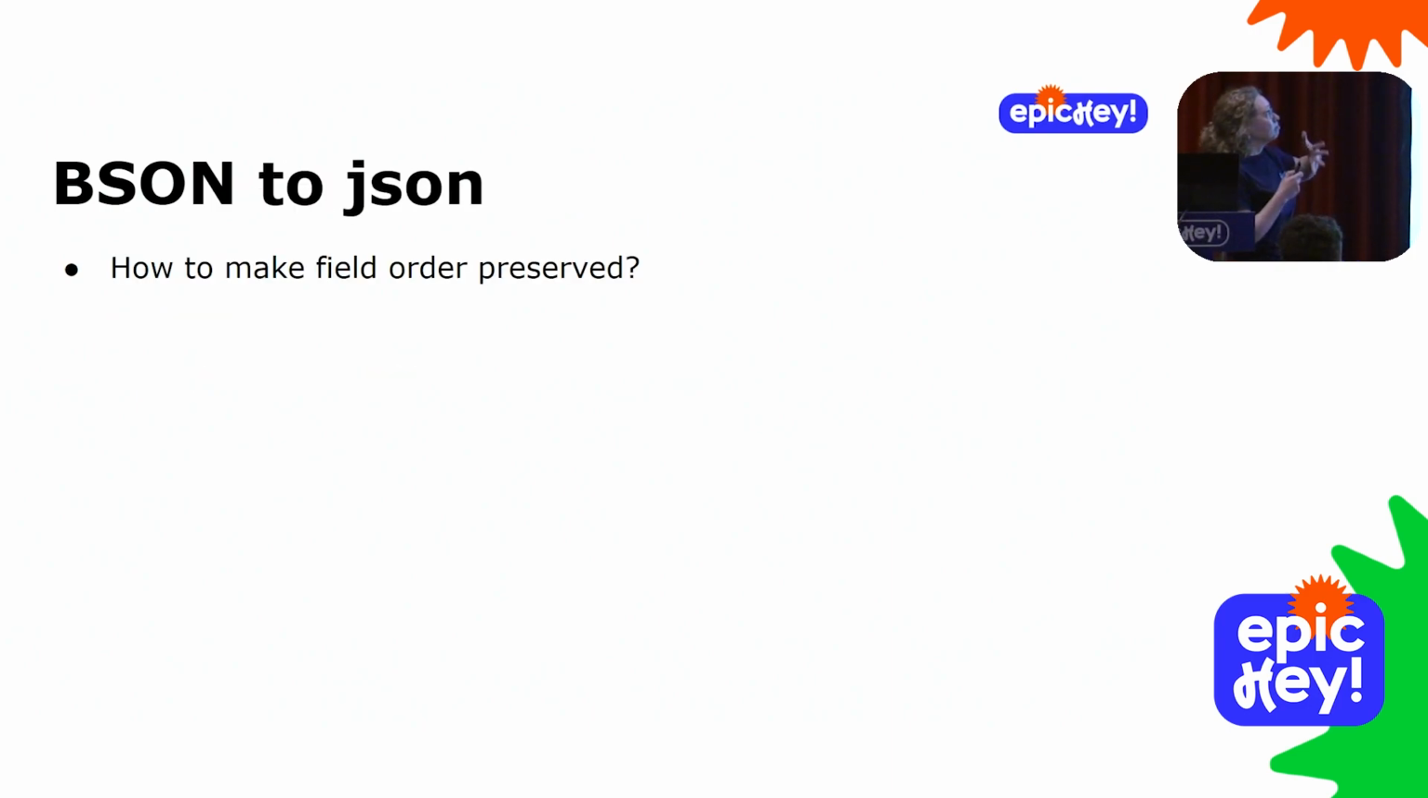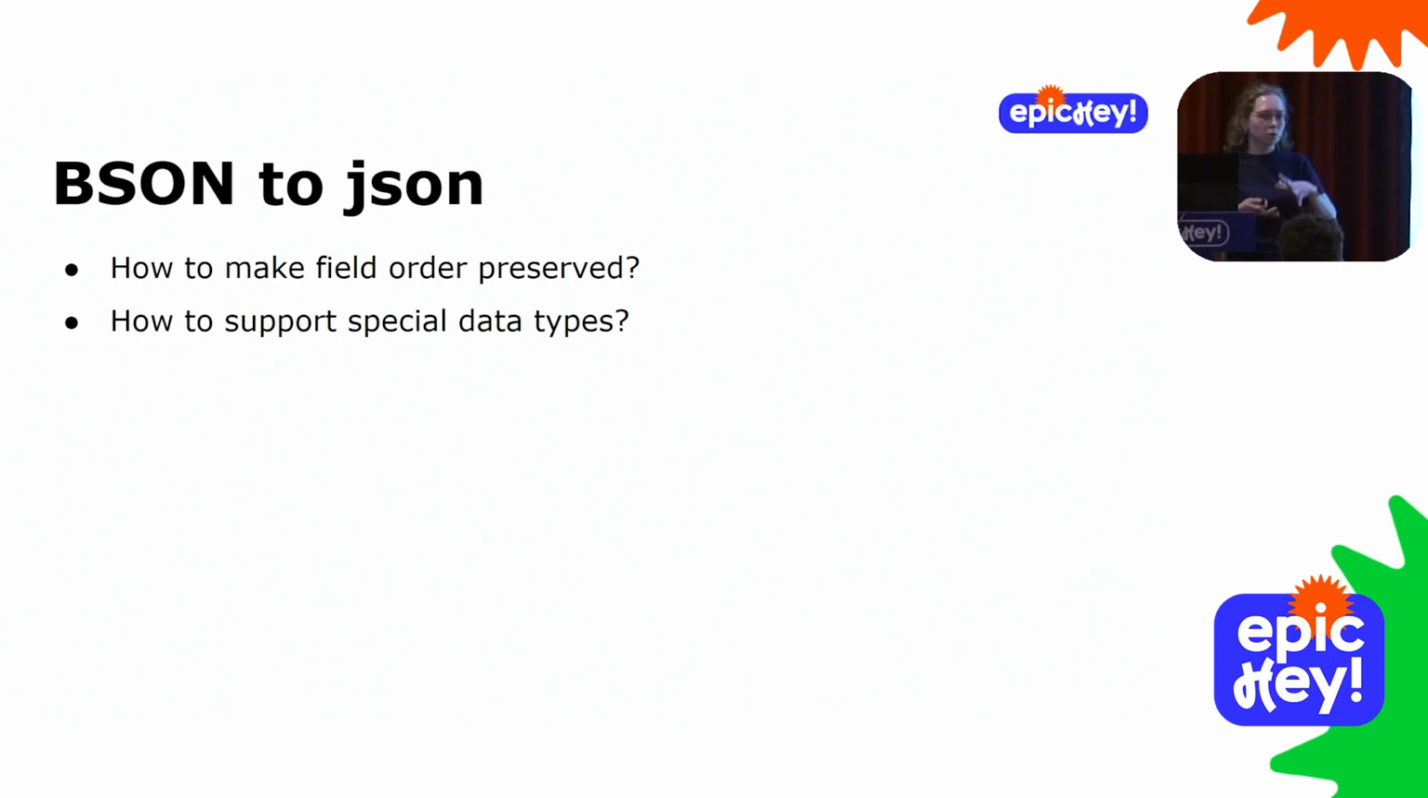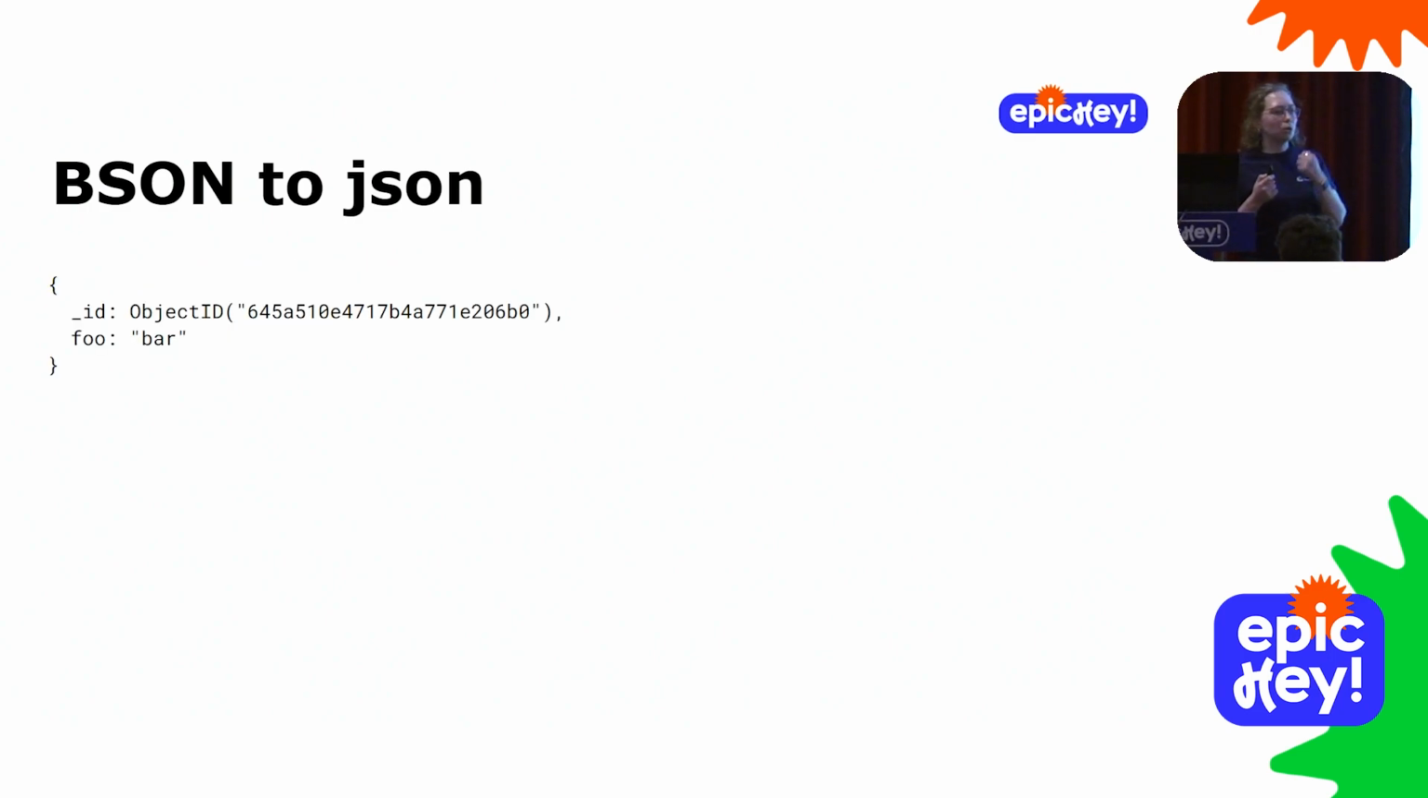Let's think how can we achieve compatibility. How can we store BSON data in JSON? So first of all, we need to understand how to make the order preserved. And secondly, we need to understand how to support those special data types. Those are, again, only two questions that we need to solve. And I have an example of how we decided to solve it.